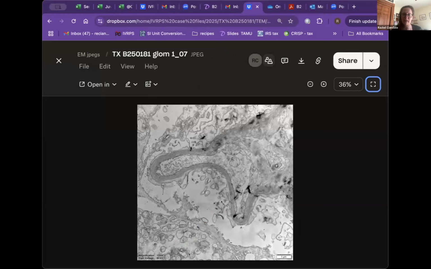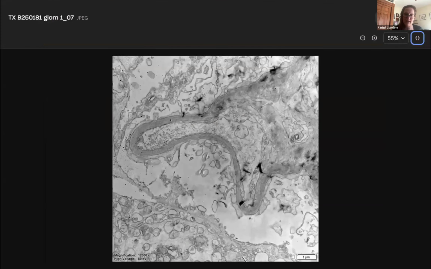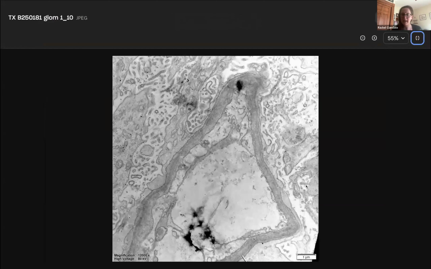Some of the capillary walls look fairly normal, and our podocytes are obviously having problems because we've lost our foot processes. So there's foot process effacement as well. The capillary loop itself looks good, but there's amyloid here in the mesangium. And again, more podocyte injuries. All of the foot processes that should be here are absent.